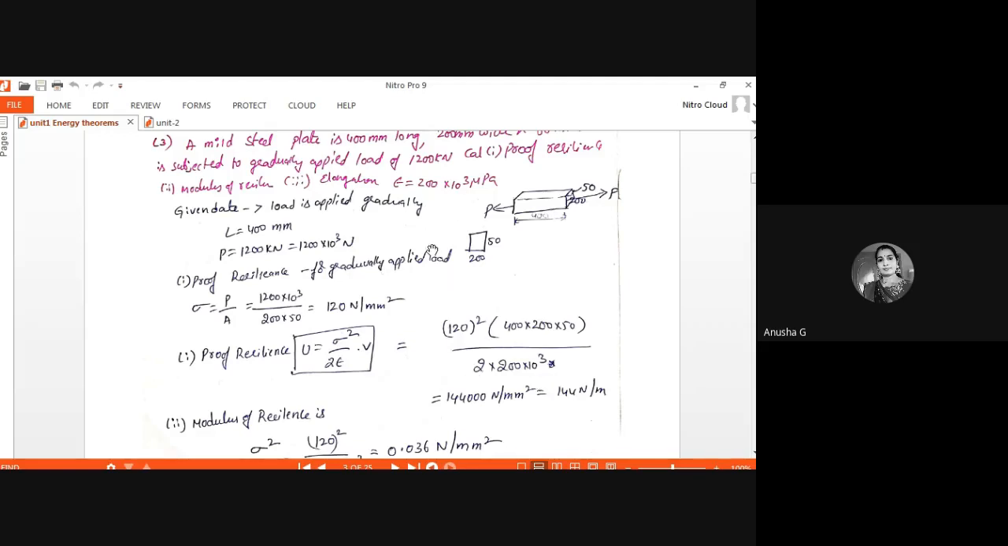మీకు అదంతా మాకు తెలియదు మేడం. కన్వర్షన్ అంటే E ఈక్వల్స్ టు 2 into 10 power 5 న్యూటన్ పర్ mm స్క్వేర్ అని రాసేయండి. మాకు తెలుసు, కన్వర్షన్ చేసేసి రాయండి. దెన్ ప్రూఫ్ రెసిస్టెన్స్ వాల్యూ వచ్చేసరికి మనకి 144 న్యూటన్ పర్ మీటర్ వచ్చింది.